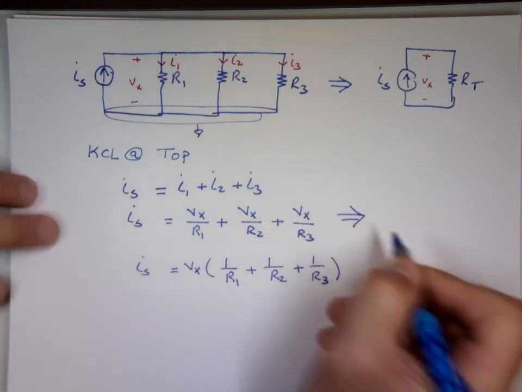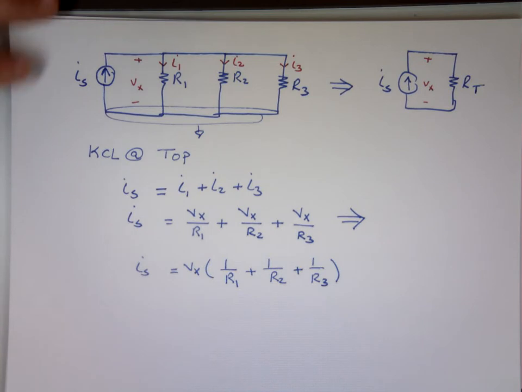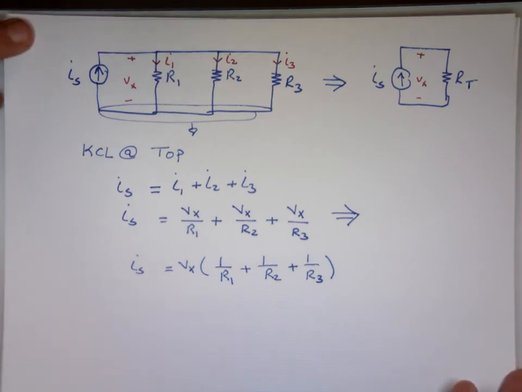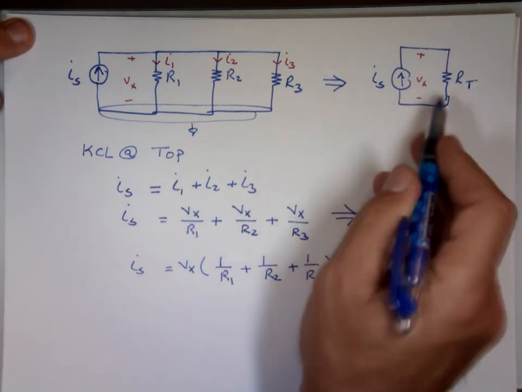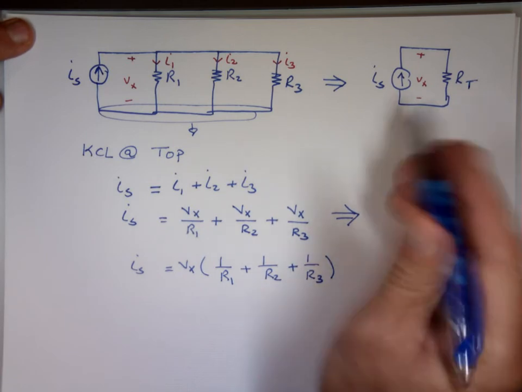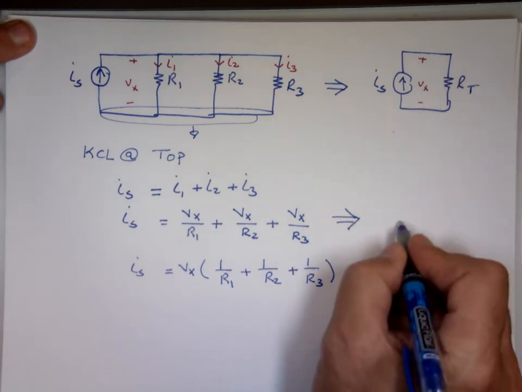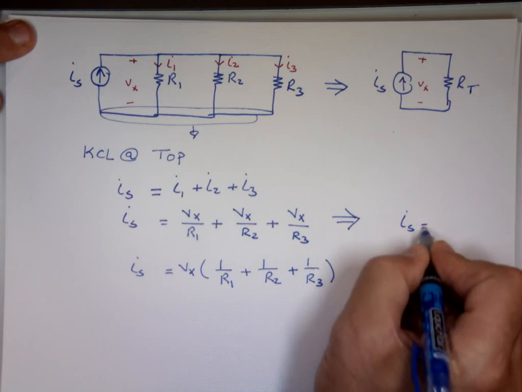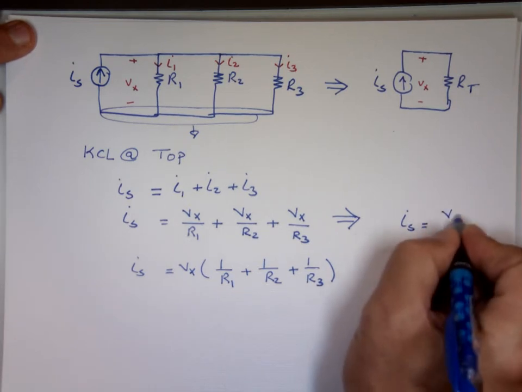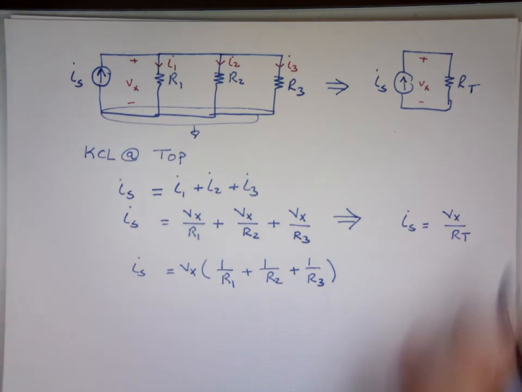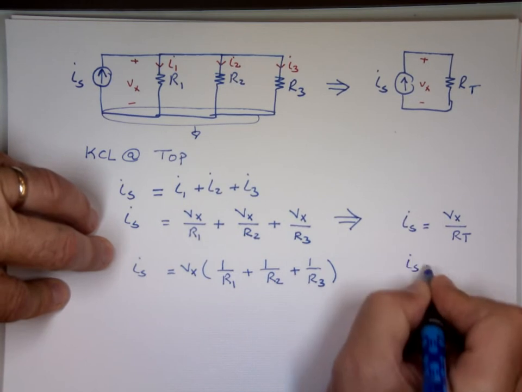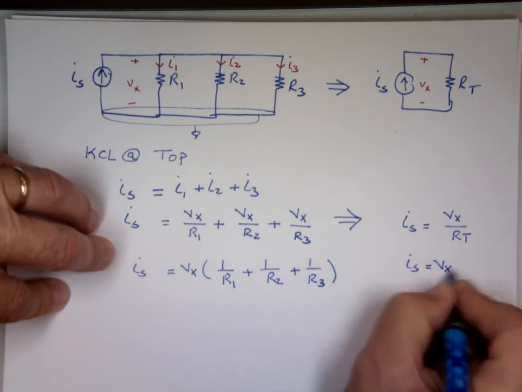Let's look at the right side now. Just looking at that equation, what is I sub S equal to? They're in parallel here, right? It's the voltage divided by the resistor. What's the voltage here? Vx. And what's the resistor? R sub T. Ohm's law, which means I sub S equals Vx times 1 over RT.